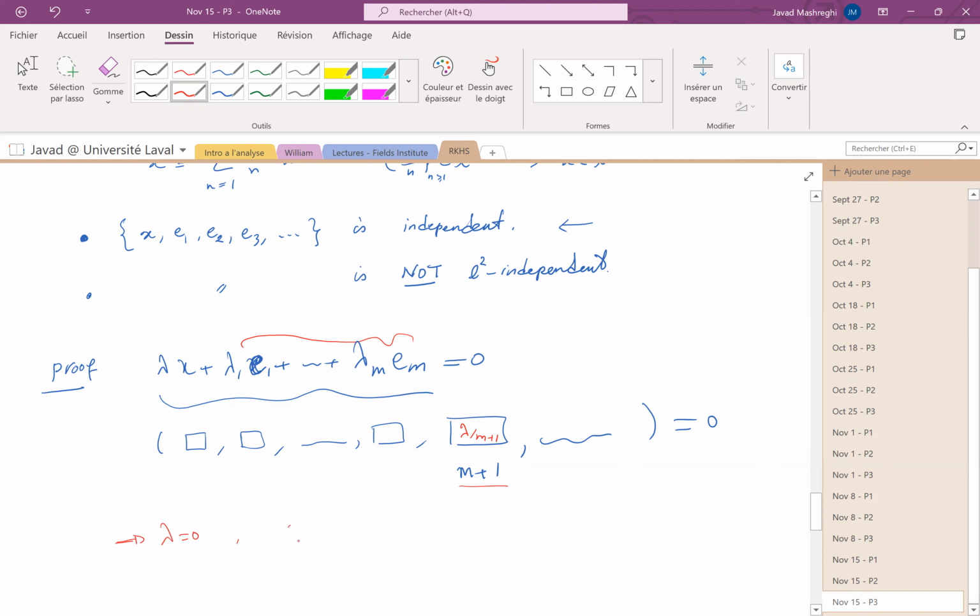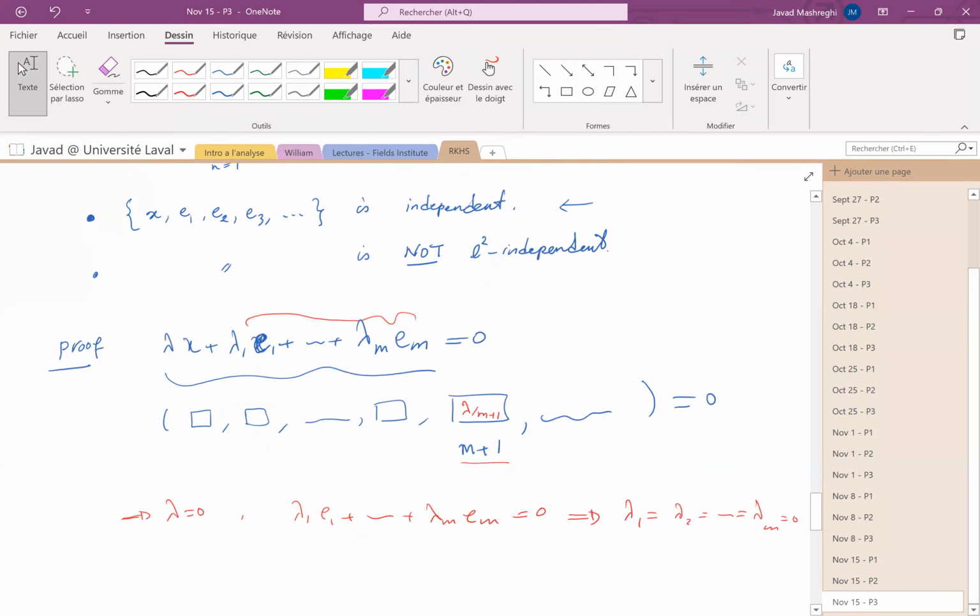And then we come back to lambda 1 E1 plus ... plus lambda m Em equal to 0. They are independent, which implies that lambda 1 equals lambda 2 equals lambda m equals 0. So they are independent.